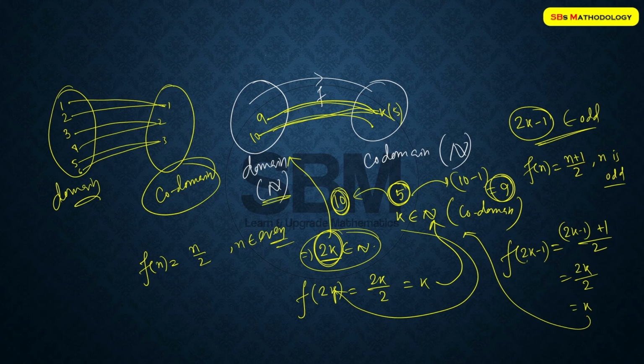So our final conclusion: is it bijective? It is not bijective, because bijectiveness requires both one-one and onto, but here only onto is satisfied, and one-one is not satisfied, right?